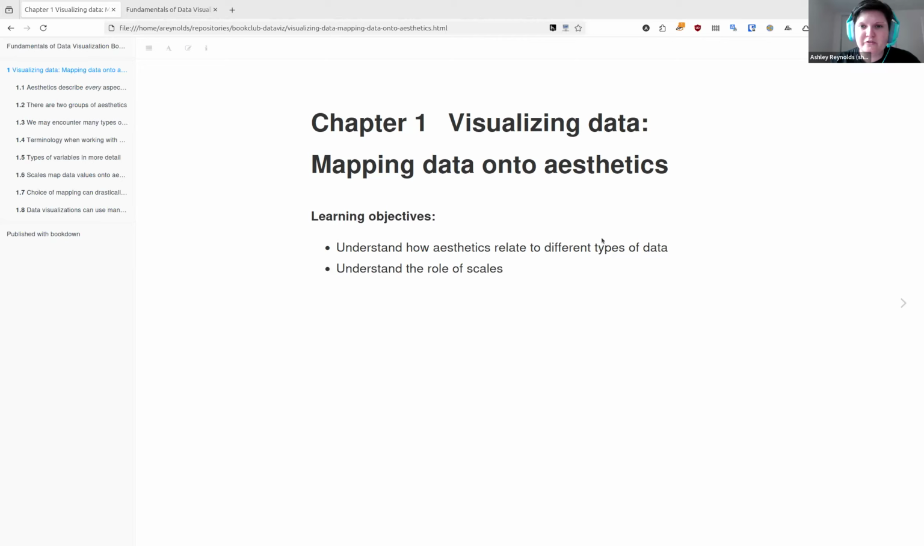Thank you very much. All right, so welcome to chapter 2. So this is all about visualizing data and mapping data onto aesthetics. It's a really short chapter, so basically what we're going through today is understanding how aesthetics relate to different types of data and understanding the role of scales in actually taking your data and making it visible to the world.